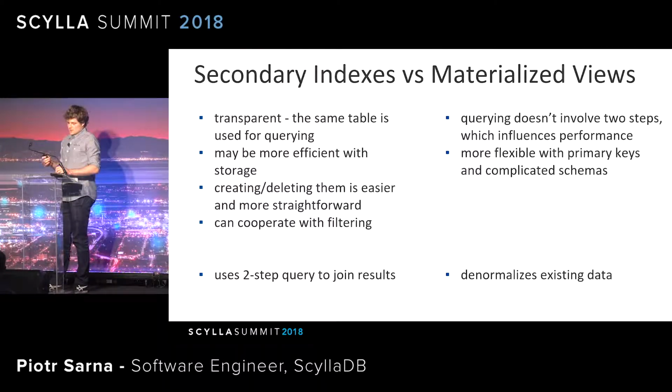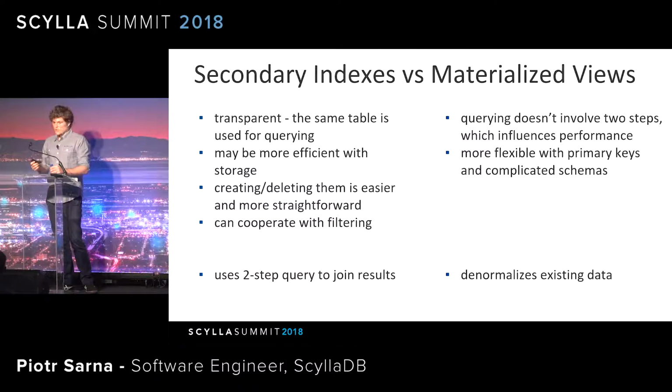Also, secondary indexes do not actually denormalize data. They do not duplicate data. They just store the keys, which are small. So if we have tables with big wide rows with like 10 megabyte blobs or huge collections, we might want to use secondary indexes as opposed to materialized views, which would duplicate all the data. Materialized views have one big advantage though, latency.